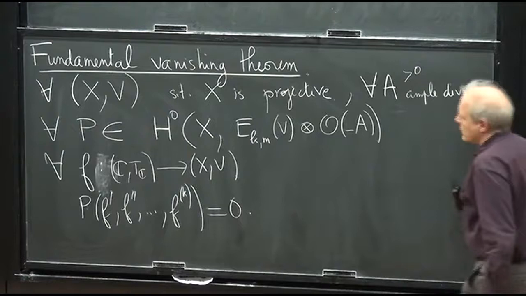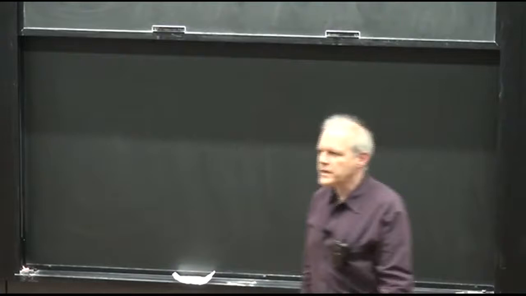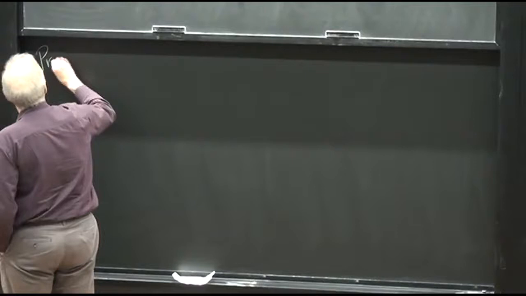I will not give the proof in full generality because it's a bit technical. It uses Nevanlinna's second main theorem and a few logarithmic estimates. But there is one case which is very easy to prove, actually only three lines. It's the case where f is a Brody curve. So, proof when f is a Brody curve.